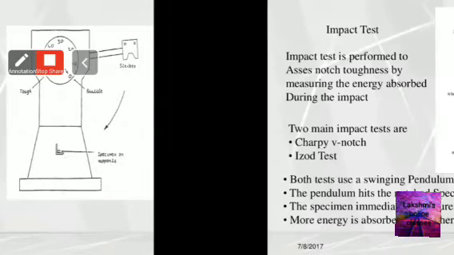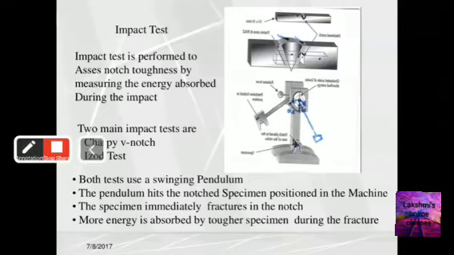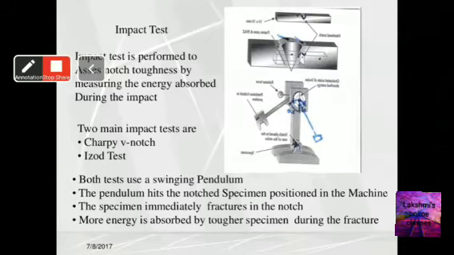So this impact test is performed to assess notch toughness by measuring the energy absorbed during the impact. There are two main impact tests: one is the Charpy test and the second one is the Izod test. Both are destructive testing methods.